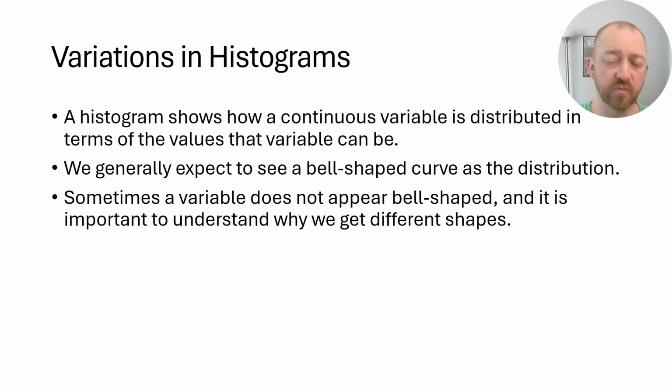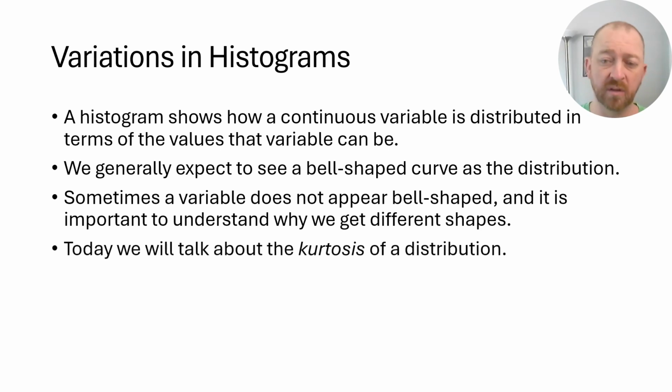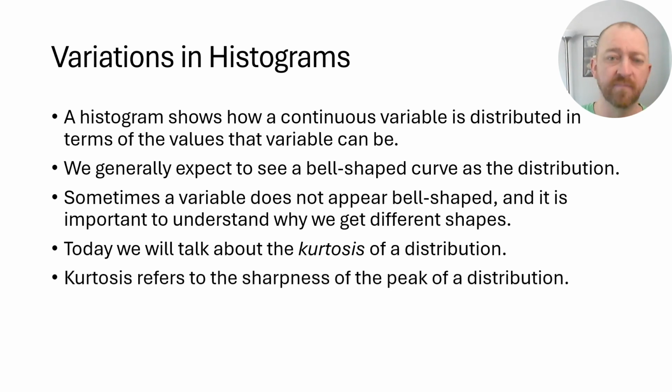There are some reasons that we don't see a bell-shaped distribution, and so we're reviewing the vocabulary for those things and then talking about why we see those kinds of differences in the distribution. So that's what we started last time. We talked about the skewness of a distribution, which of course refers to an asymmetry. Now today we're going to talk about something called the kurtosis of a distribution, and that generally refers to the sort of flatness of the distribution or the peakedness and sharpness of a distribution. So now we'll take a look at that.